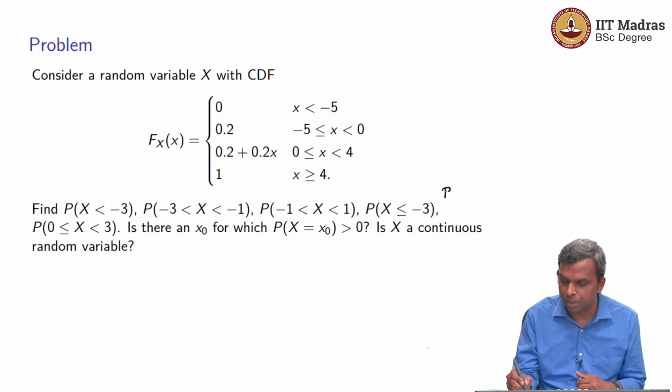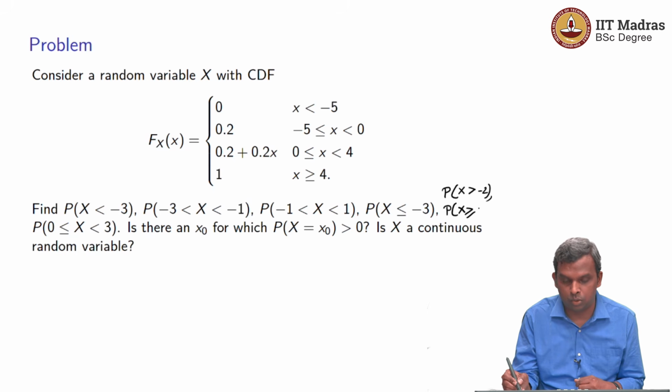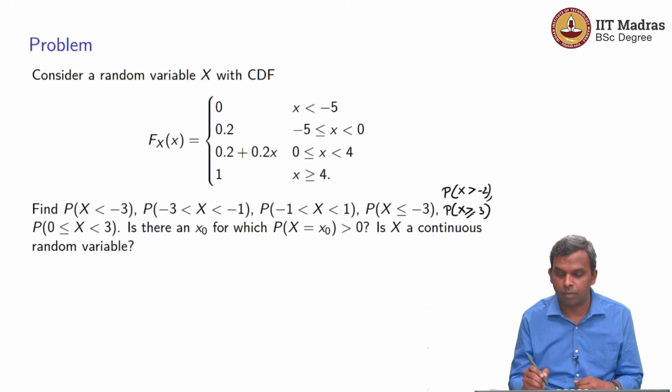Two more things which may be interesting. Probability that x is greater than, let's say, -2. Probability that x is greater than or equal to, let's say, 3. Okay, why not, right? Let's just add these things.